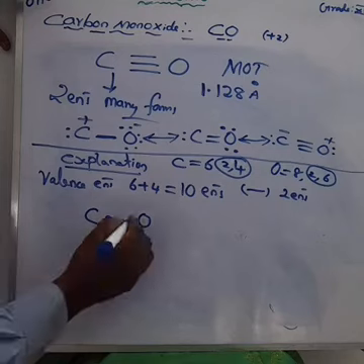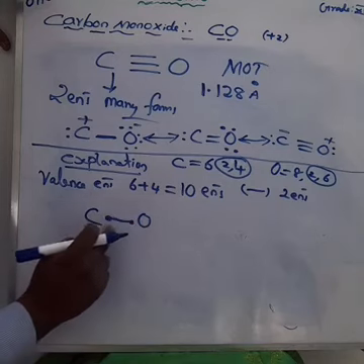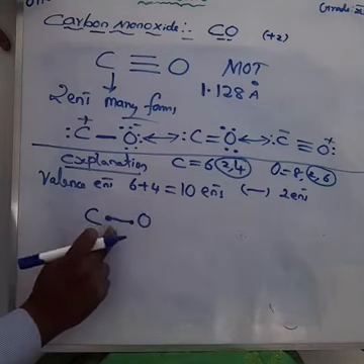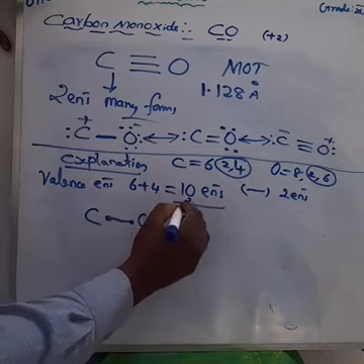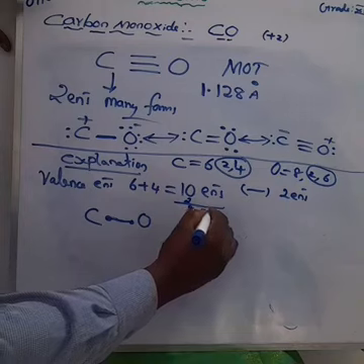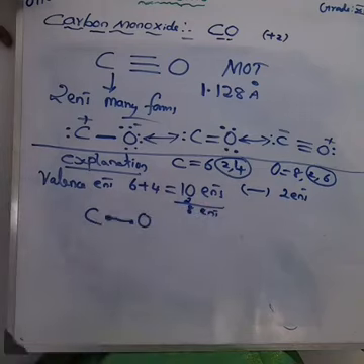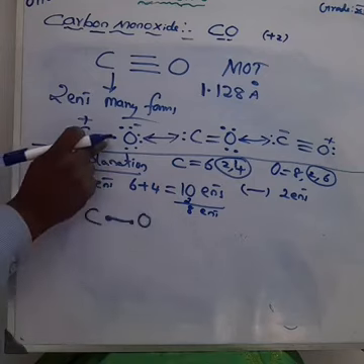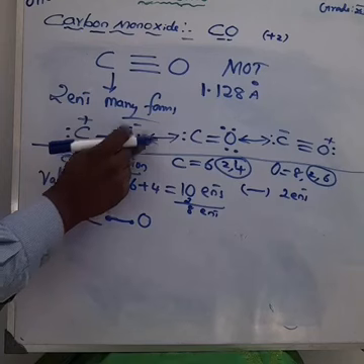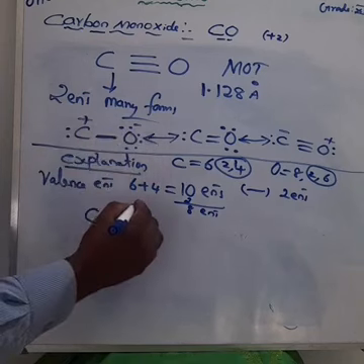Yes or no? Out of 10, we are making the bond, so 2 electrons are used. 10 minus 2. How many electrons remain? 8 electrons. These 8 electrons, first you have to give to the oxygen. I already told you that with a single bond, we must give how many electrons? 6 electrons. Am I right? So, to oxygen I am giving 6 electrons.